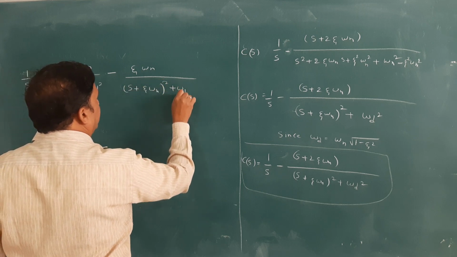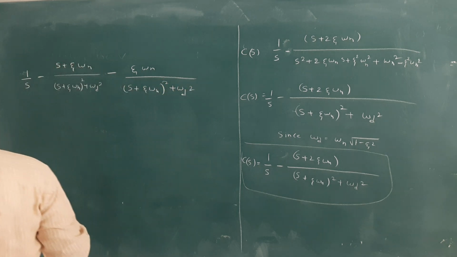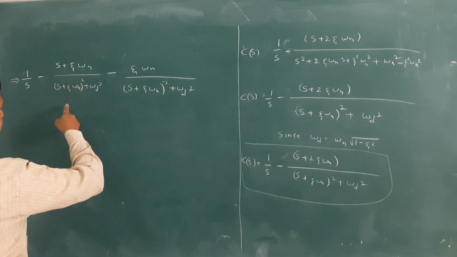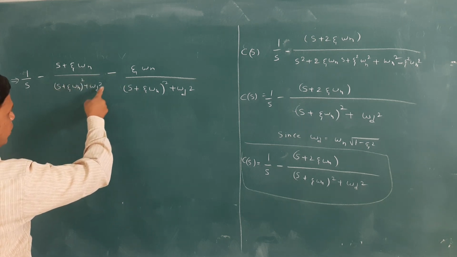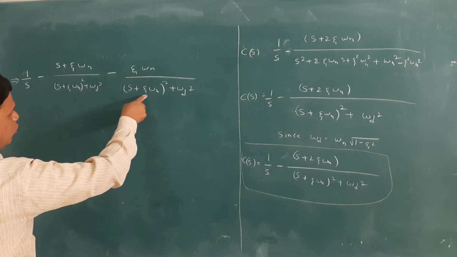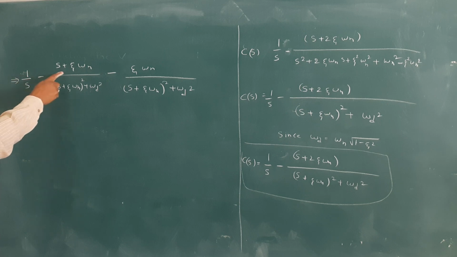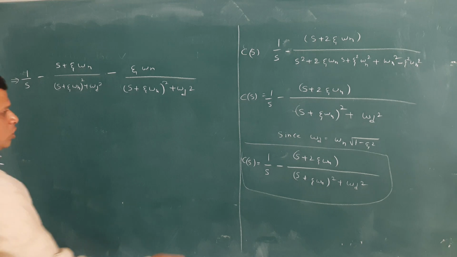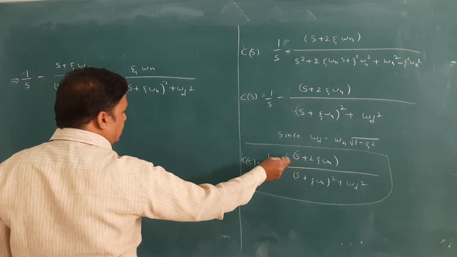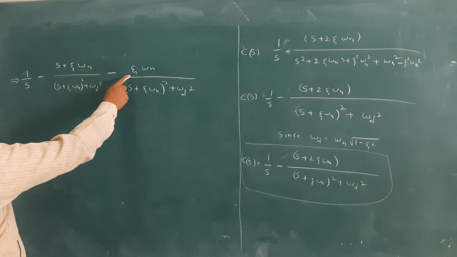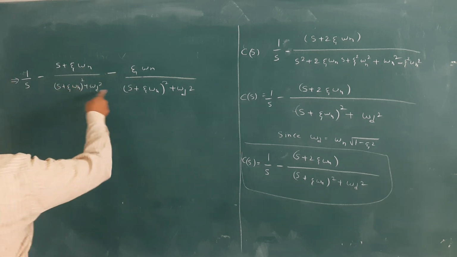Plus omega d whole square. So if you see here, this C of s equation has become 1 by s minus (s plus zeta omega n) by ((s plus zeta omega n) whole square plus omega d square) minus zeta omega n by ((s plus zeta omega n) whole square plus omega d square). It is s minus s plus zeta omega n minus zeta omega n. So it has not changed anything here, you just remove the bracket: minus s plus zeta omega n, again minus. So minus zeta omega n minus zeta omega n becomes 2 zeta omega n. We have removed the brackets and written like this separately.